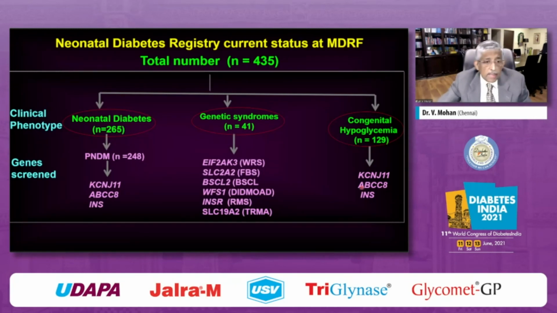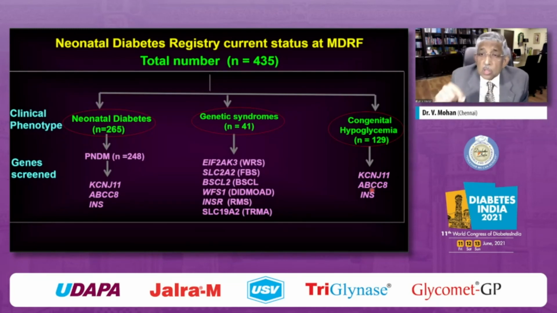And these also have the same mutation, but one is a gain of function mutation, one is a loss of function mutation. If they have one, they go into diabetes. If they have the other, they have hypoglycemia. We are also able to say from the genetic testing who will respond to diazoxide. You give diazoxide, the children's blood sugar will become normal.